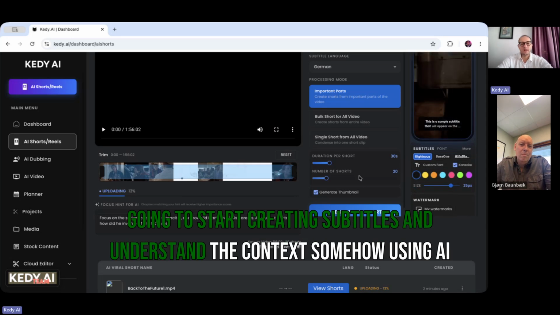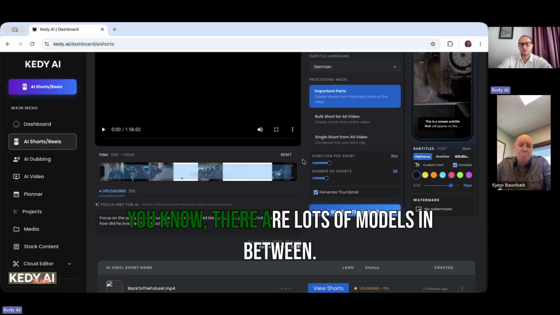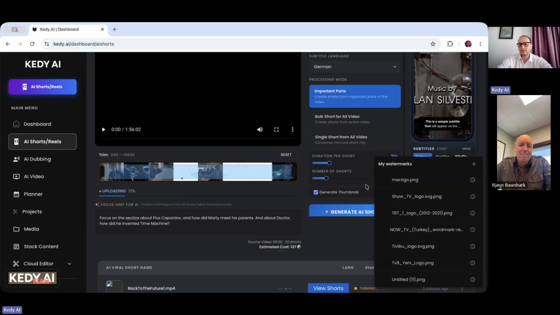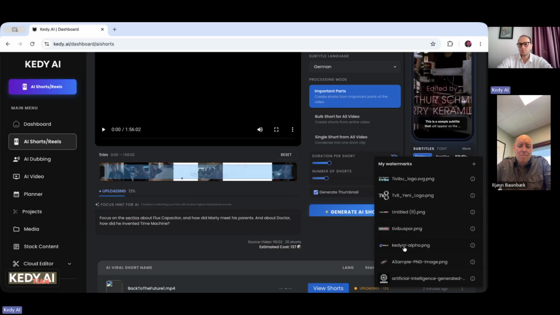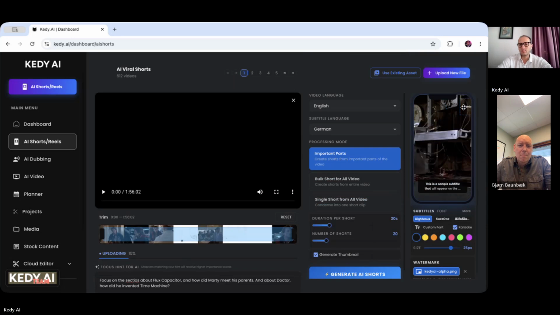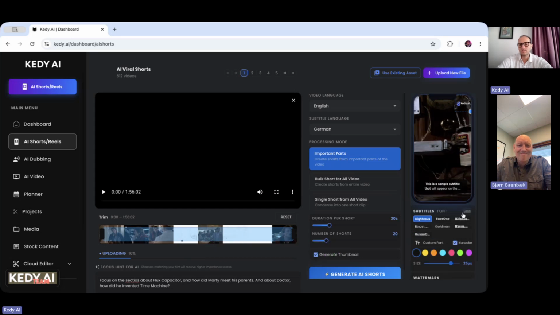So when you say this, it's gonna start learning about the context and it's gonna start creating subtitles and understand the context somehow using AI magic. There are lots of models in between. And let's select the watermark here. Kedy.AI watermark. We can position it here. And that's it. So simple, yeah.